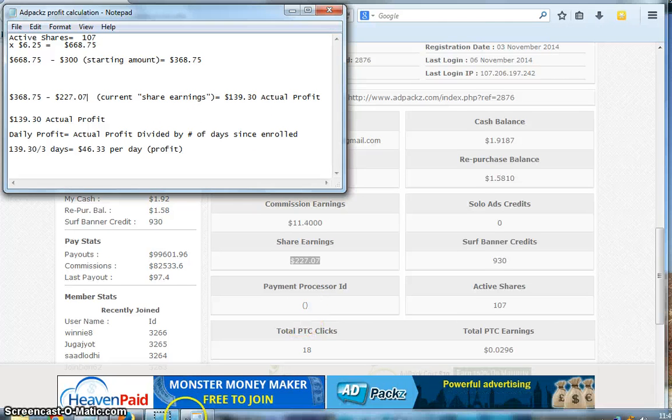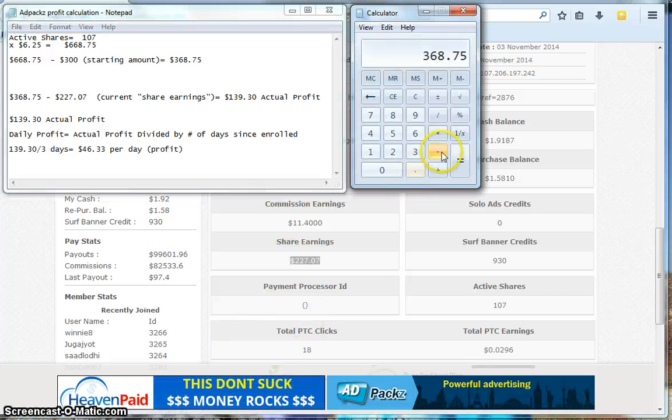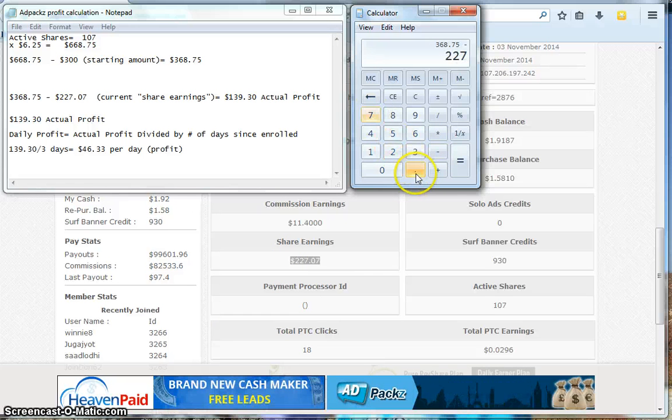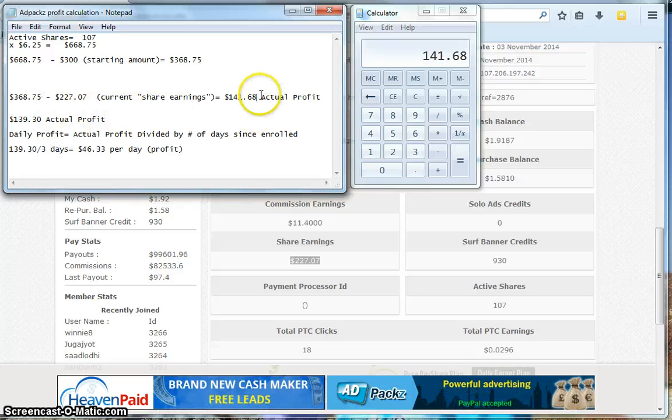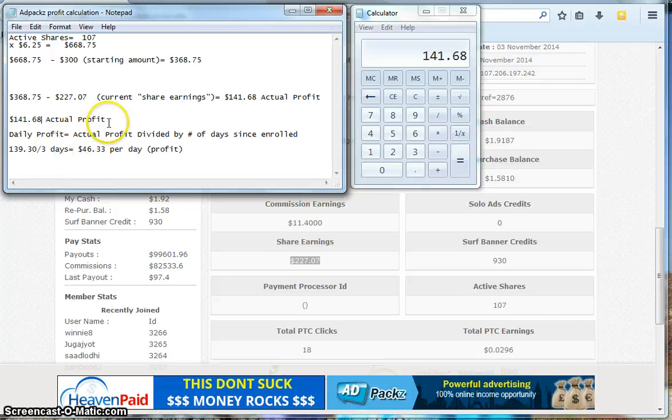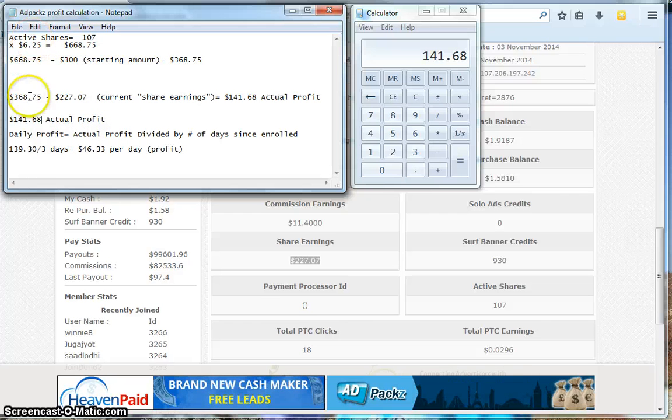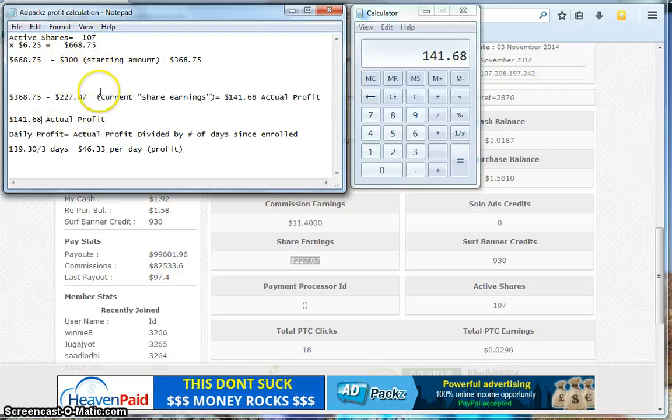So in this scenario, if I take 368 and subtract 227.07, that's an actual profit of $141.68. Now that's the actual profit, and that's going to fluctuate every half hour as our shares grow. But at least you get an idea that if you do this math, you can calculate where you're sitting day to day, especially if you're purchasing shares hourly or every half hour.